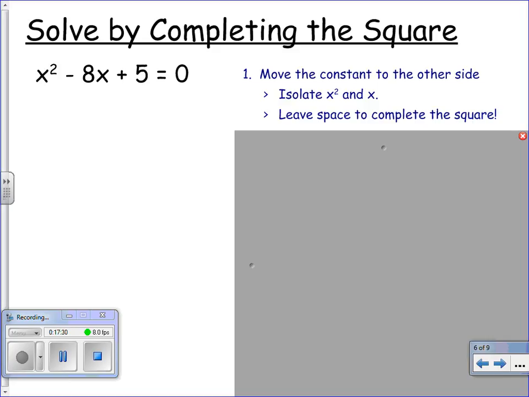Step number 1 says, first of all, just move the constant to the other side. The bullet points are just extra reminders about this. Your goal by doing step 1 is to get x squared and x on one side alone. So you're isolating the x squared and the x term. I recommend leaving a little bit of space after the x squared and the x, because that's where you're going to complete the square. So leave space to complete the square.